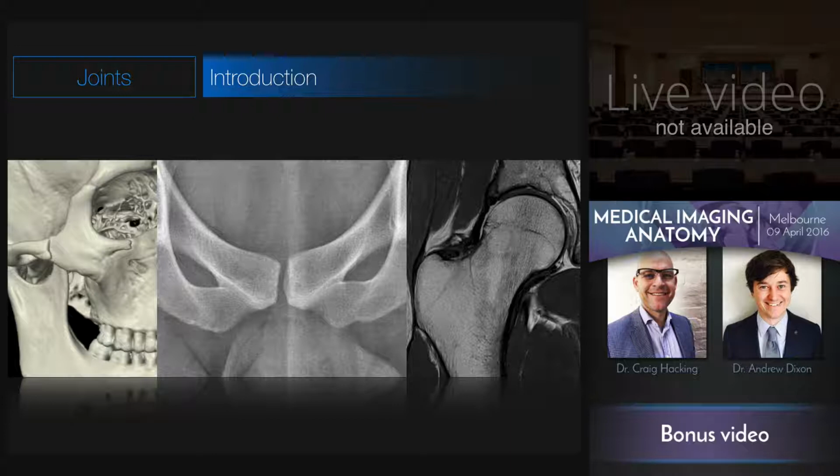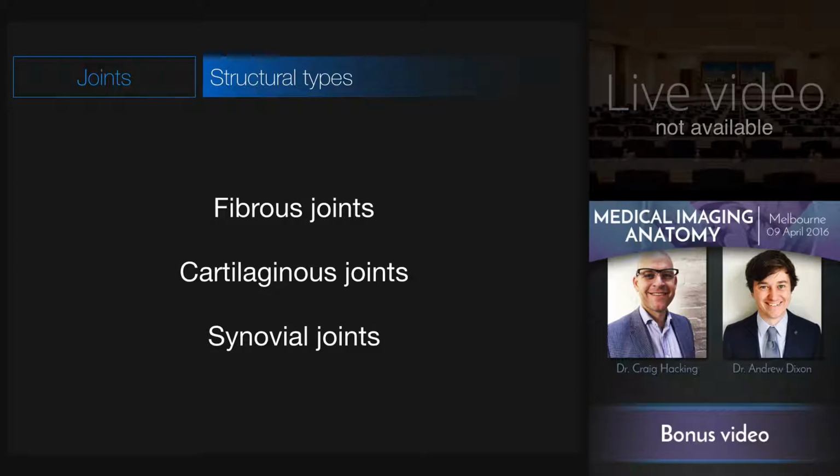Joints are defined as sites of close physical connection between bones. Some joints are temporary, found only in the developing skeleton, whilst many, such as these three examples, are found in the mature skeleton. In this tutorial, we're going to concentrate on learning the three structural types of joints: the fibrous joints, such as the skull sutures, the cartilaginous joints, such as the pubic symphysis, and the synovial joints, such as the hip joint.